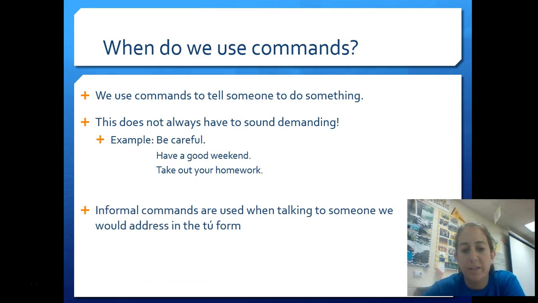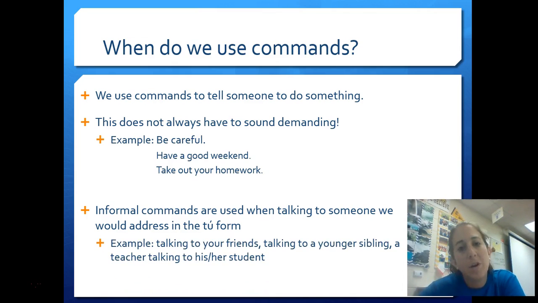So informal commands are used when talking to someone we would address in the tú form. Then we've got a different set of forms for usted and ustedes, but we're not going to worry about that today. Today we're just going to be focusing on the tú form. So here are some examples in which we would use informal commands: talking to friends, maybe talking to a younger sibling, talking to a teacher, talking to his or her student.